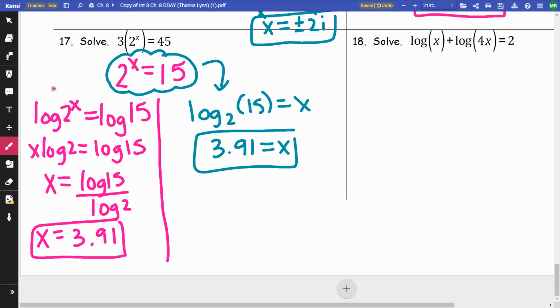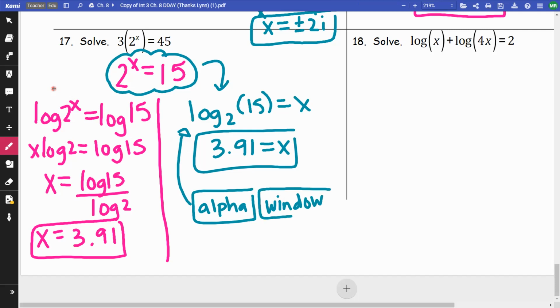And again, when I did this in terms of using the TI-84, I did alpha and window. And then you get a menu that appears. And when you do that, it's going to be number 5, which says log base, and that's the one I'm going to pick.